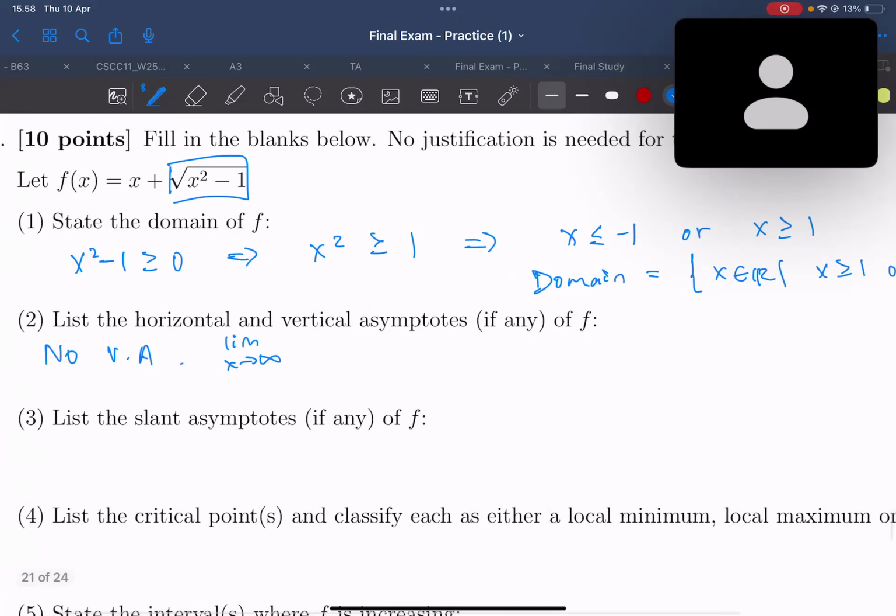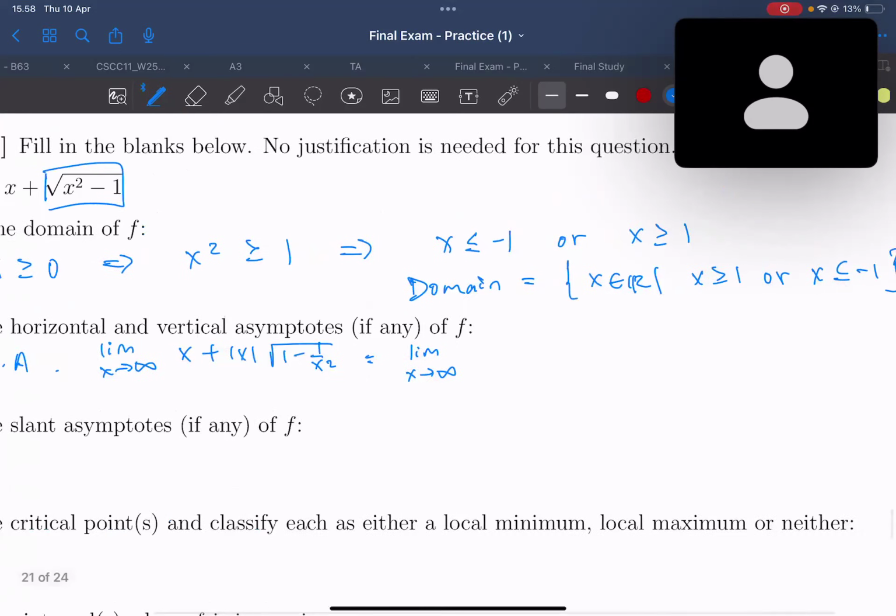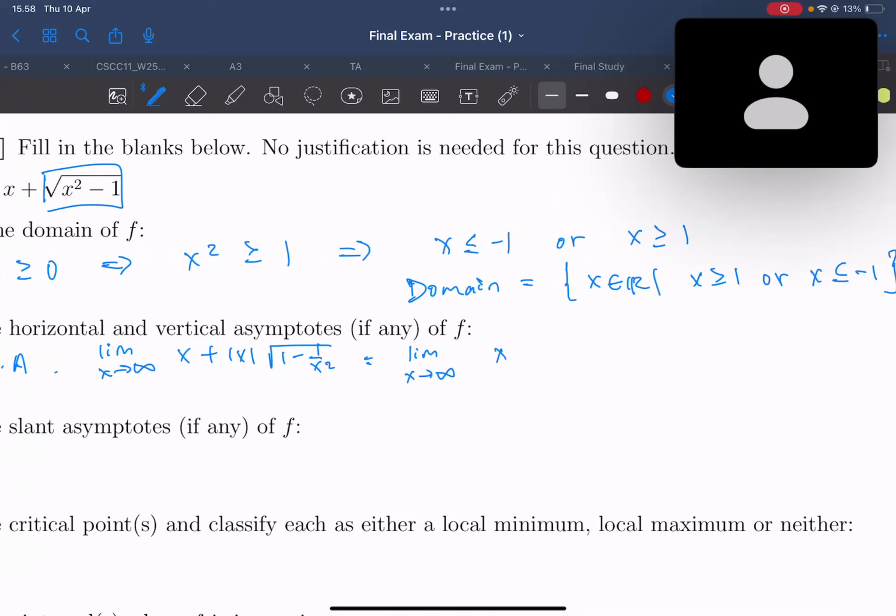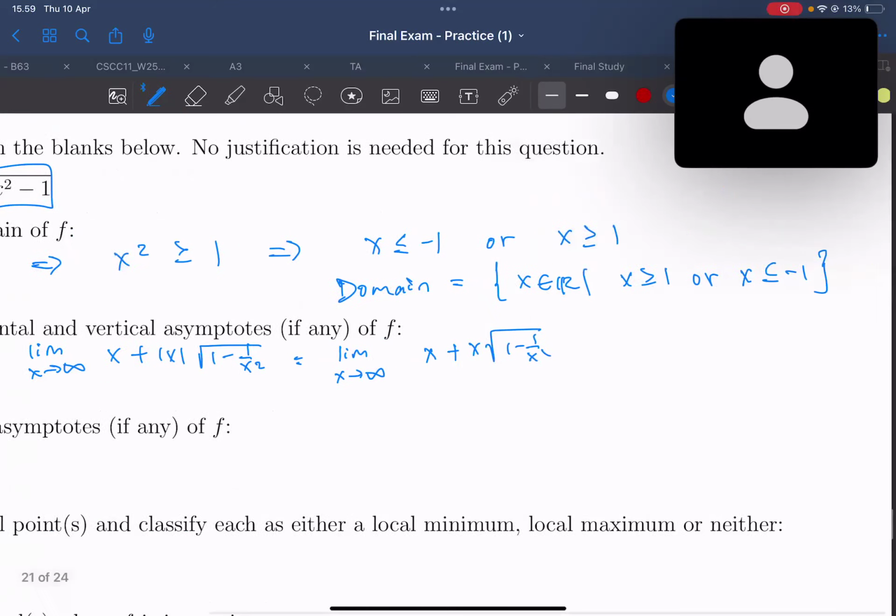So if we do this, we can first take out the x from the square root. So we take the absolute value of x times the square root of 1 minus 1 over x squared. Just remember it's always absolute value. Because the absolute value as x goes to infinity is always positive, that means if we remove the absolute value, it'll be x plus x times the square root of 1 minus 1 over x squared.